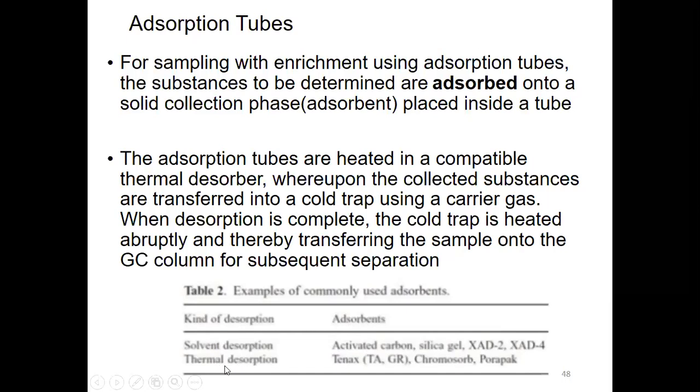Here in the thermal desorption, as the desorbing material, we use the temperature. We use the high temperature, and in the solvent desorption, we can use some kind of solvent which can replace the adsorbed gas. So these are the common adsorbents we use: activated carbon, silica gel, and borax. All these things are good examples of commonly used adsorbing materials.